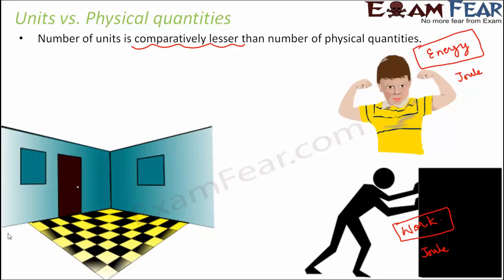So what would be the unit which is used to measure the dimension of the room, maybe the length or the width of the room? How do we measure? We would measure it in meters, right?